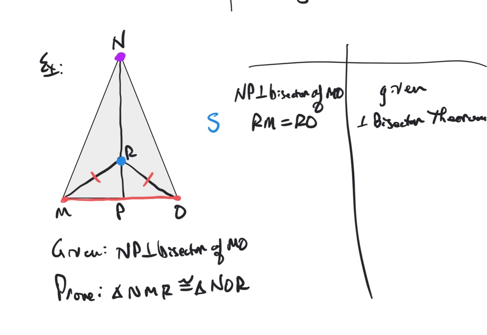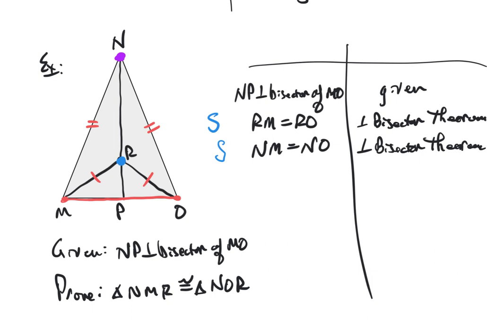Okay? N is also a point on the perpendicular bisector. So therefore the distance from N to M and the distance from N to O are going to be equal using the exact same theorem. Okay? So therefore N to M and N to O are equal. And once again, if you carefully look at the two triangles we're trying to prove congruent, what we know then is that we have a second side.